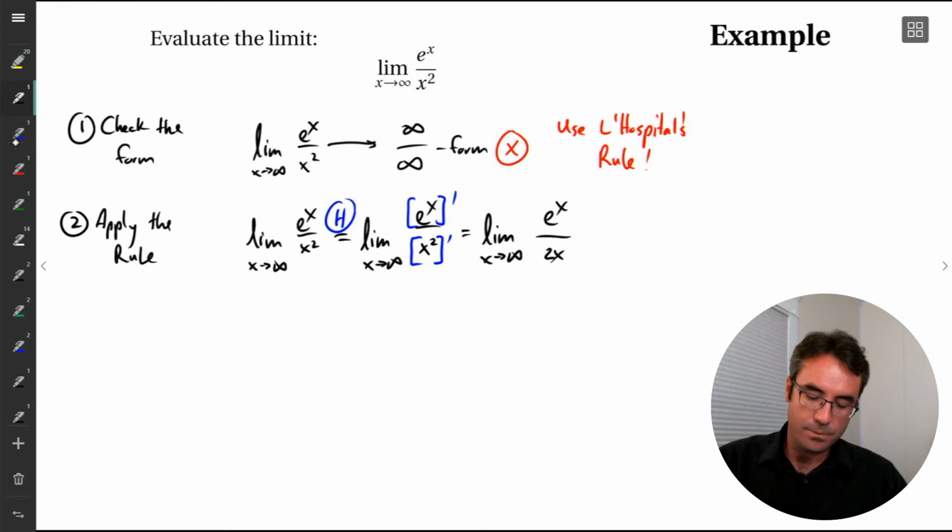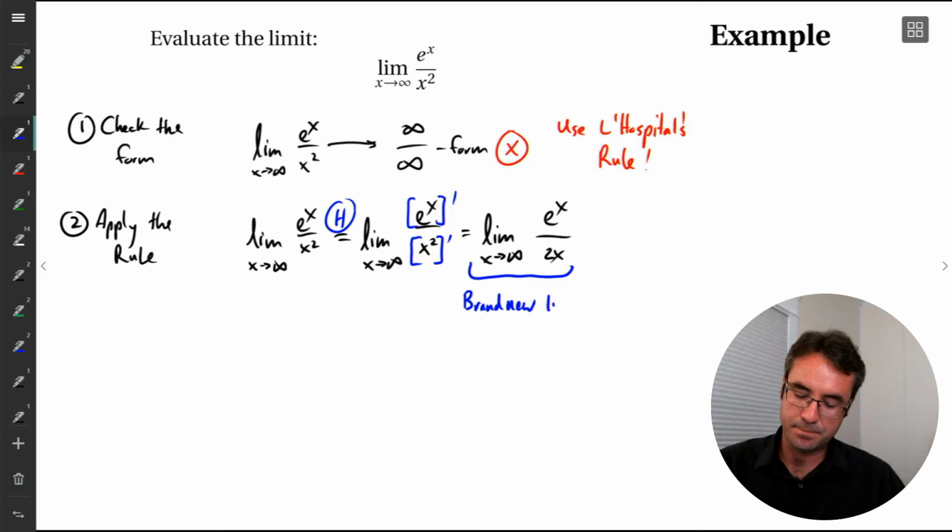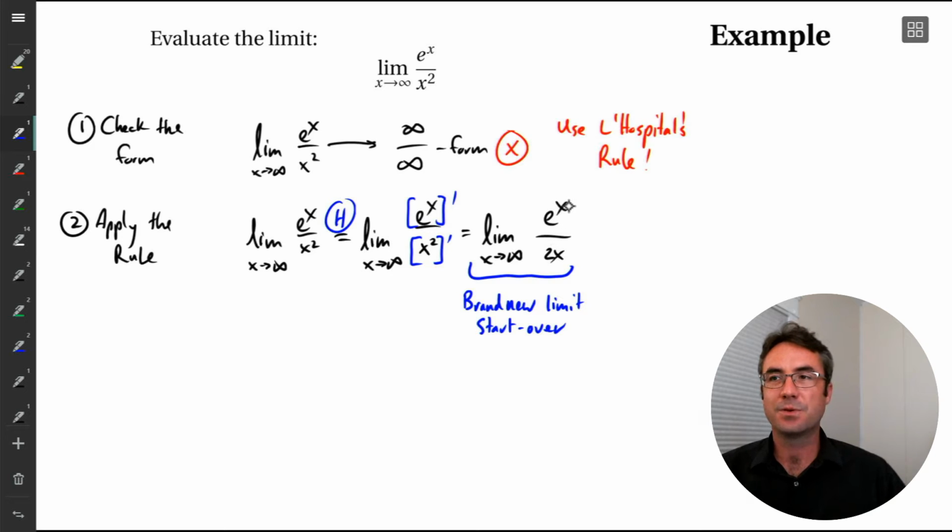So at this point, this is a brand new limit. So we almost start over. Think of it as a fresh start right here. And so it's not entirely clear what the limit is. Can't just plug infinity in. So we have to look, well, what is the term in the top doing? What is the term in the bottom doing? So we kind of go through this check the form step again.